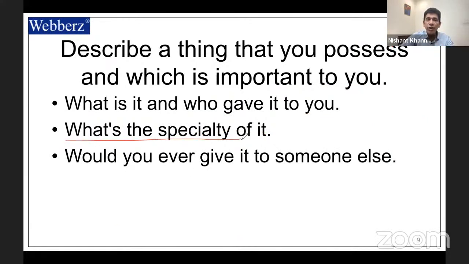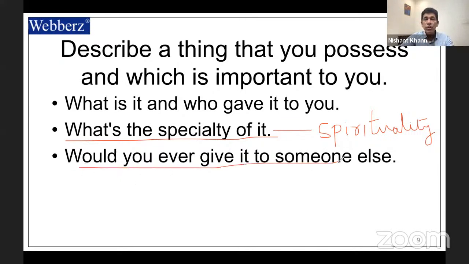What is the speciality for it? Here you can connect a lot of things together. You can connect spirituality. You can talk about calmness of mind, peace of mind. Would you ever give it to somebody else? Definitely yes. You can say, I will love to buy a copy. You don't say you never share your books with somebody else. You say, I would love to buy a copy and give it to somebody else.